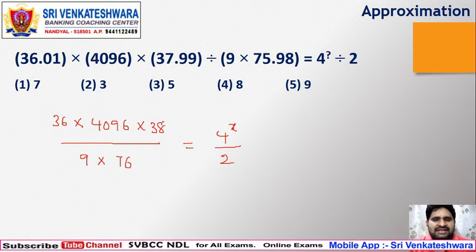Now let's check what I can cancel. 38 ones are 38, 38 twos are 76, and 2 I can cancel. 9 ones are 9, 9 fours are 36. I can cancel 4 also. Now 4096. Actually it is nothing but 4 cube is 64 and 64 into 64 is 4096. Like that we can remember these cases here. 4096 is basically a 4 power 6 value.